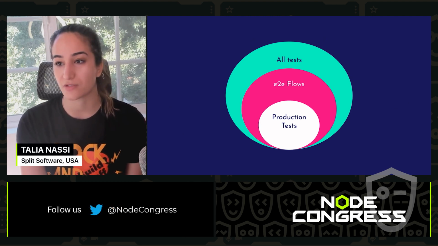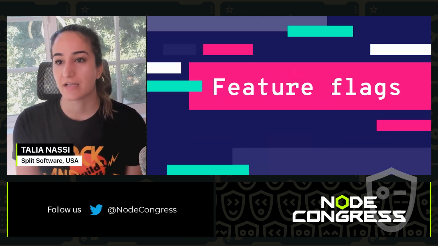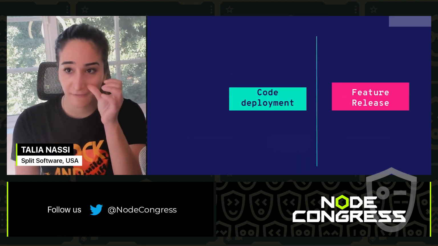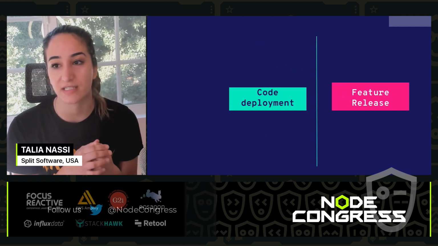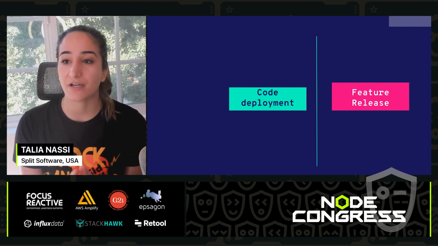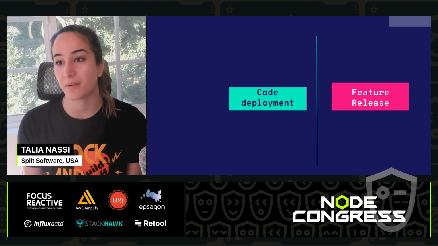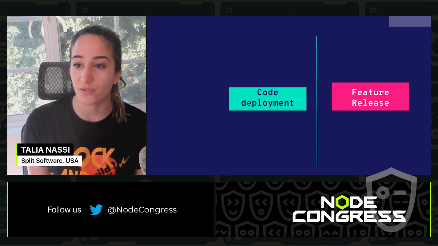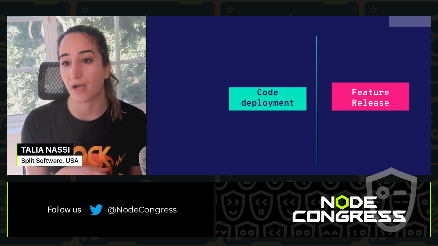Like, how do I do this? What are the steps to get there? And the answer was feature flags. And a feature flag is basically just a way to separate code deployment from feature release. And the idea here is you deploy your code to production behind a feature flag, test it in prod, and then release the feature with a click of a button as soon as it's bug free.